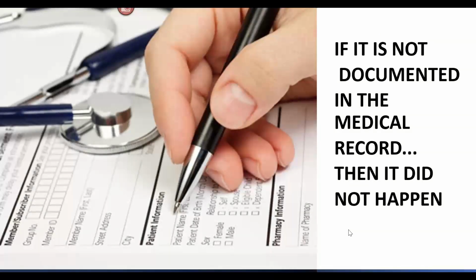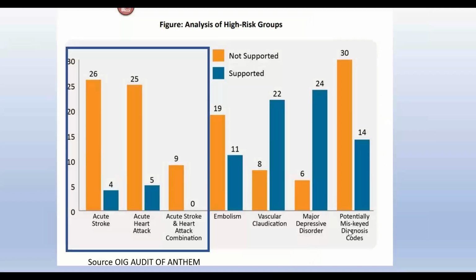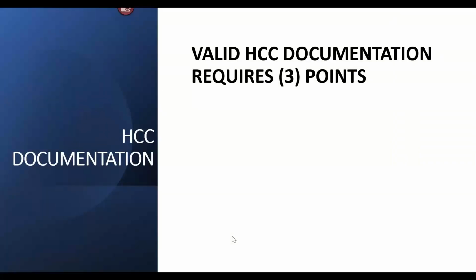The biggest thing is if it's not documented in the medical record, then it did not happen. Again, the 2 major things that come out of audits are stroke and heart attack that are coded incorrectly. And providers, you now sign contracts that a lot of times will pass this risk on to you. If you're miscoding or you're not coding correctly, you can be held liable in some of these instances, or a group like your ACO for upcoding. So it's important that you document everything correctly.